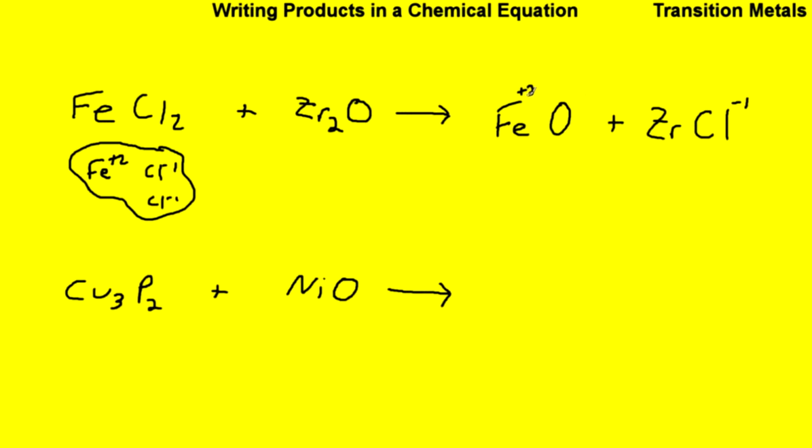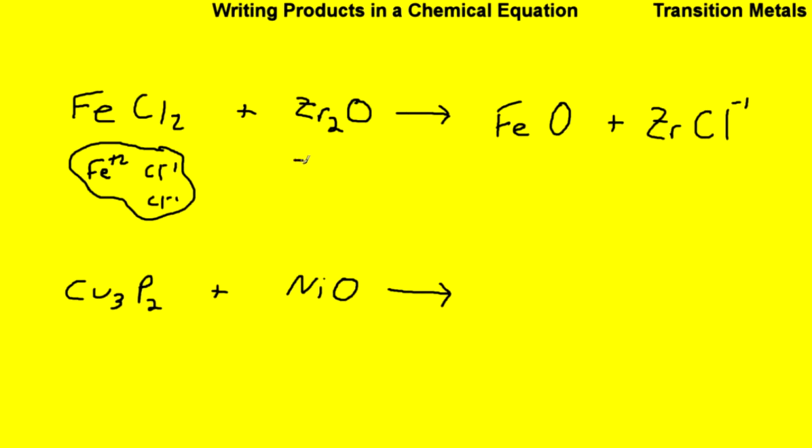And don't put little 2's on the bottom because, remember, these are always the lowest whole number ratios. And if you put little 2's down here, it's just going to screw up your balancing, and it's not going to work out right. All right, let's figure out the charge on this zirconium.